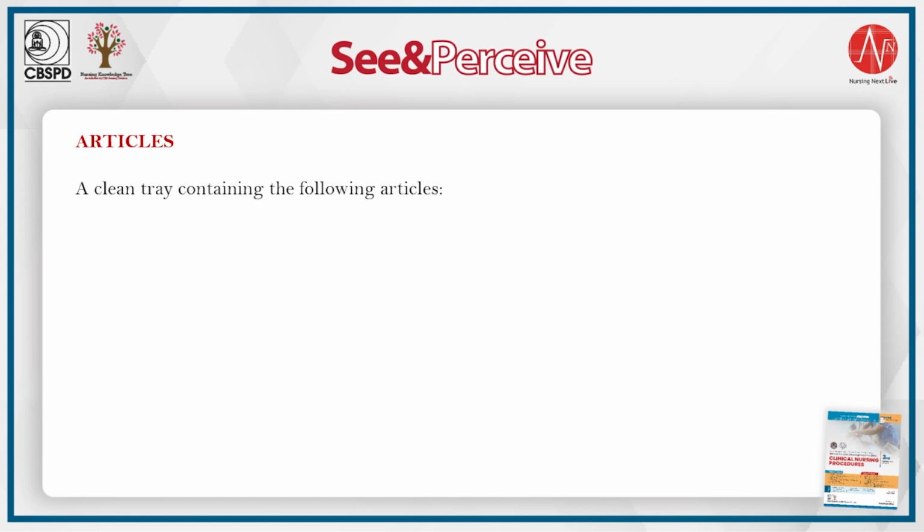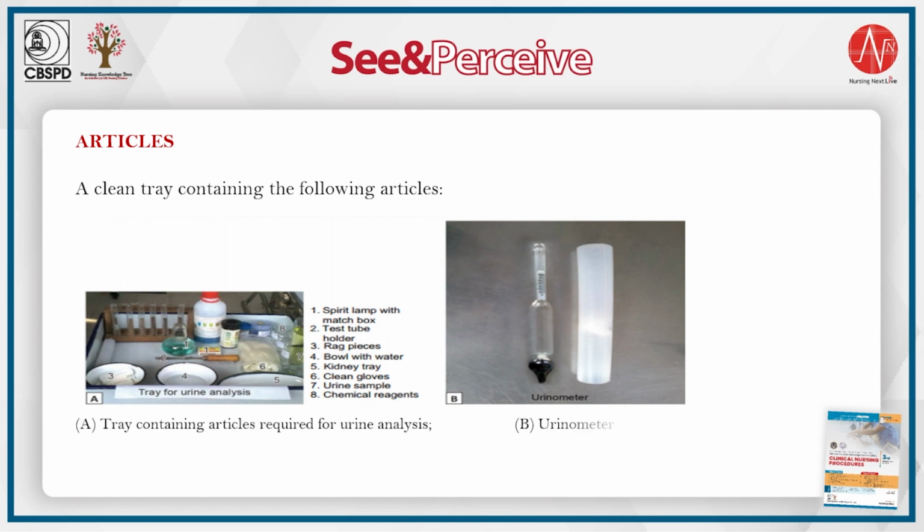Articles required: a clean tray containing the following articles: a spirit lamp with matchbox, test tube holder, rag pieces, bowl with water, kidney tray, clean gloves, urine sample, chemical reagents, and urinometer.